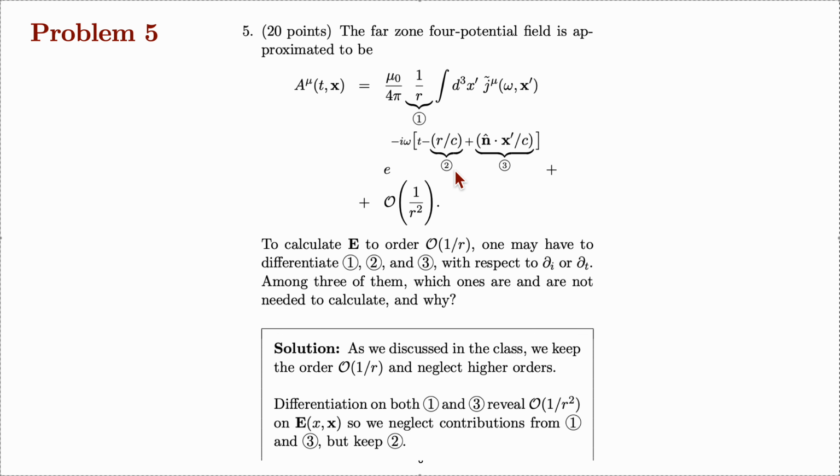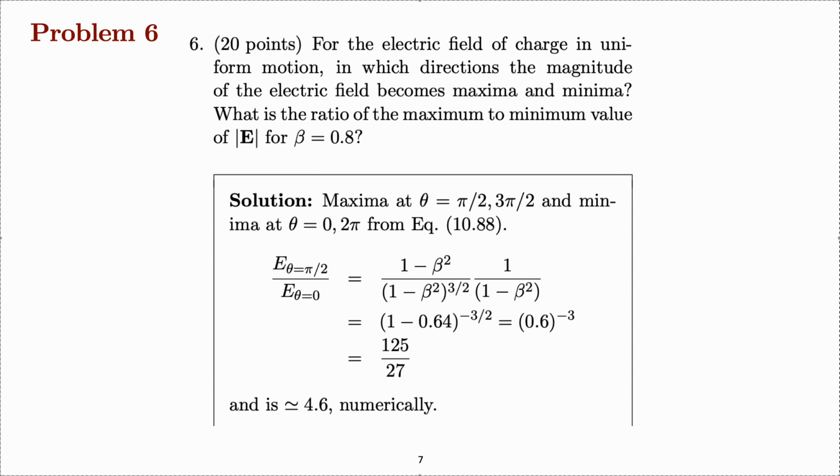All right. The last problem is worth 20 points, for the electric field of a charge in uniform motion, in which direction the magnitude of the electric field becomes maximum and minimum, and what's the ratio of maximum to minimum value of the electric field for beta around, not exactly, 0.8.